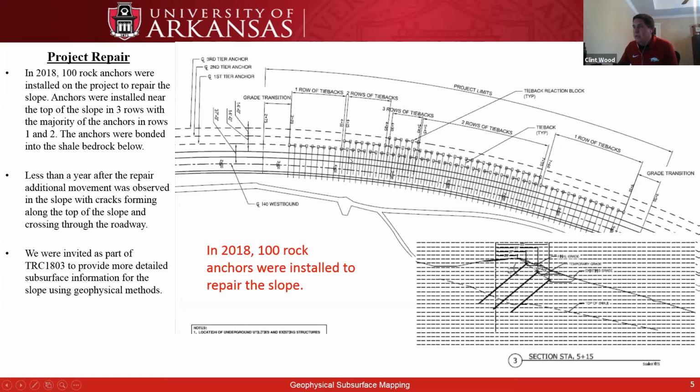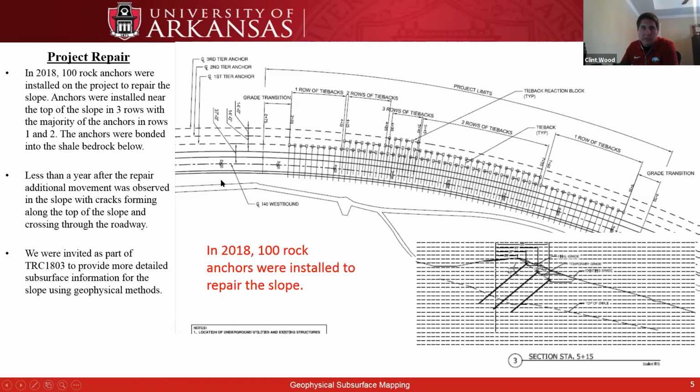However, in less than a year after this repair, additional movement was observed. So the pictures I showed with the cracking is the additional movement that occurred afterwards. So while this may have prevented a major failure from occurring, it did not prevent the movement from occurring in the slope. It continued to have slight movements and cracks forming on there. So it wasn't a satisfactory fix in this case.